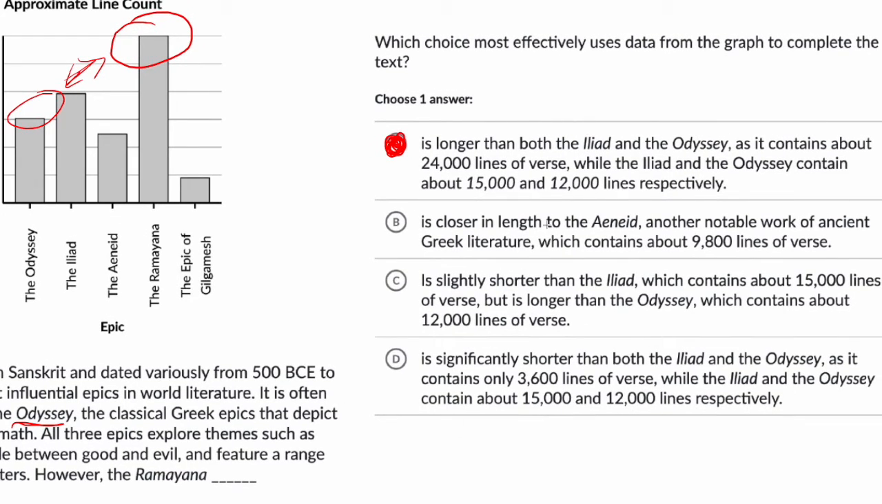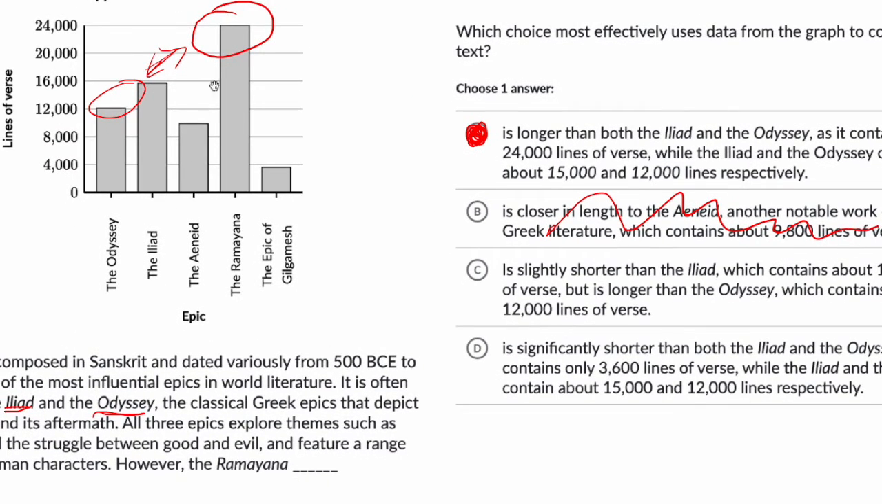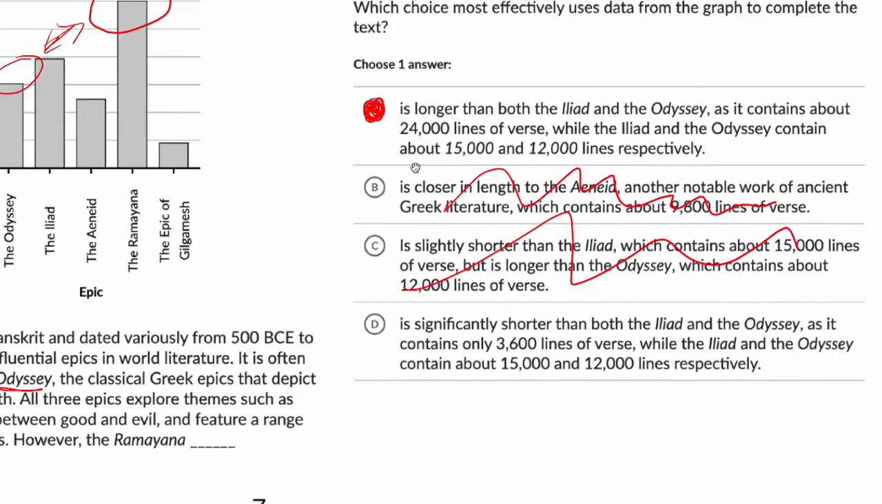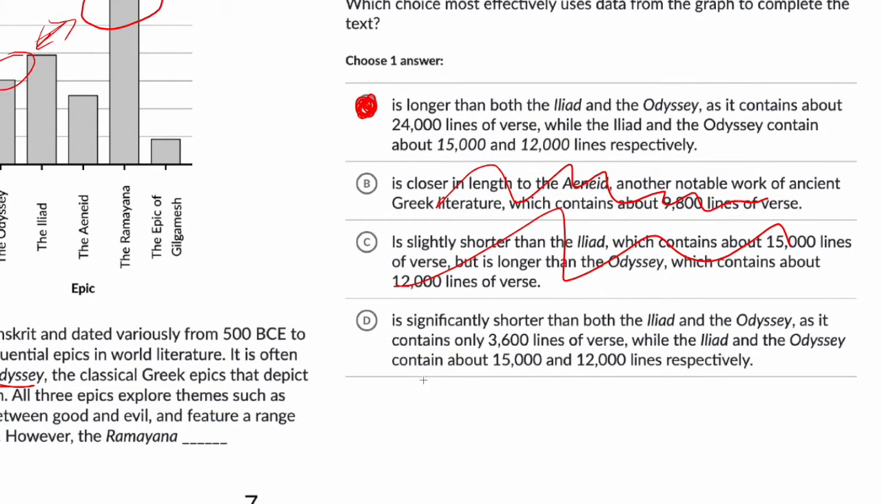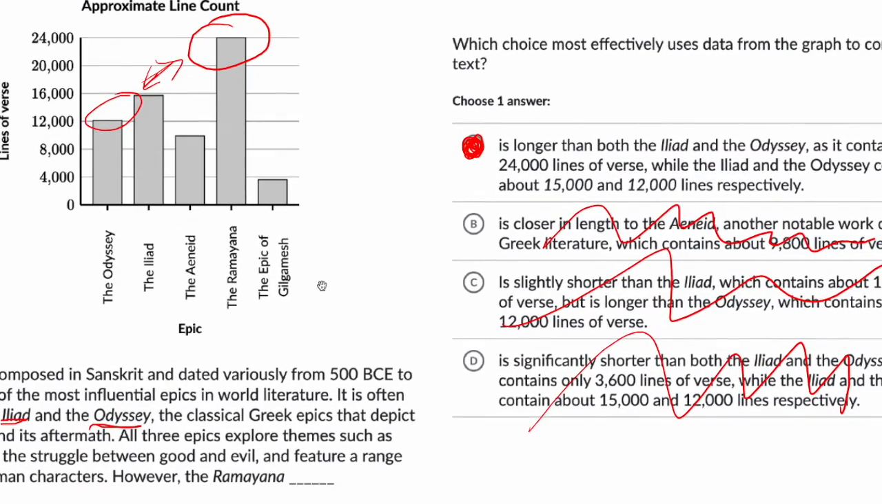Of course, you can skip ahead using the timestamps, but the Aeneid is just not talked about in the passage. And that's not accurate. Anyway, it's not that close. It's not shorter than the Iliad. That's just incorrect, because it's the longest, and it's significantly shorter. No. It's not shorter. It is the longest one.